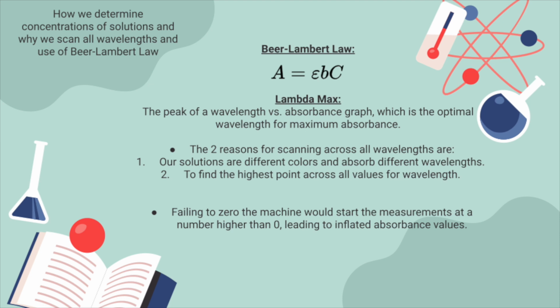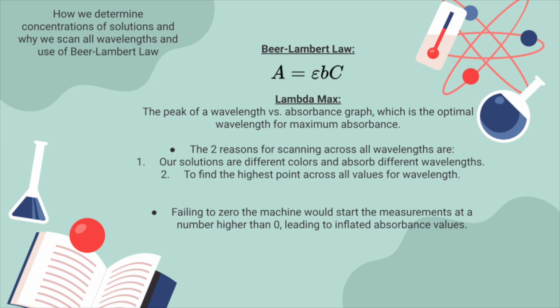In this lab, we were asked to separate a mixture into its separate dye components and identify those components using the graphical representation of the Beer-Lambert law. The Beer-Lambert law is an equation that shows the direct relationship between absorbance and concentration. It can be seen in the equation A equals epsilon times B times C.